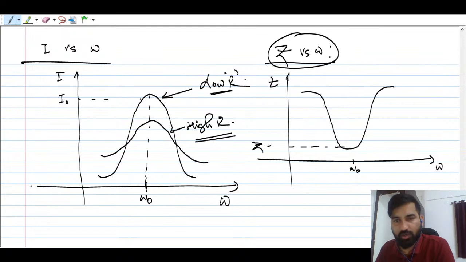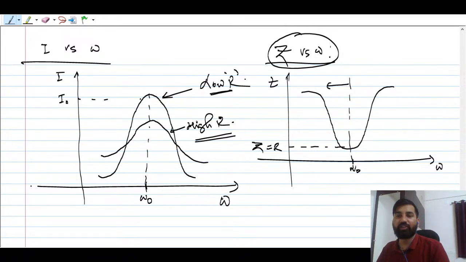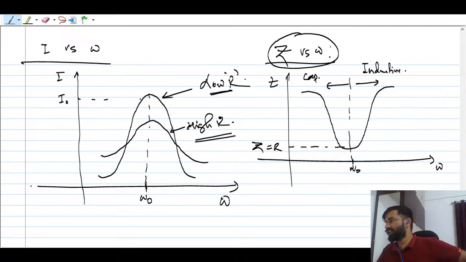Z is equal to R at resonance. If you are below omega naught, the capacitive reactance will dominate here, so it is capacitive. And if you go this side, where omega is greater than omega naught, it is inductive. So this is the kind of situation that you have to remember.